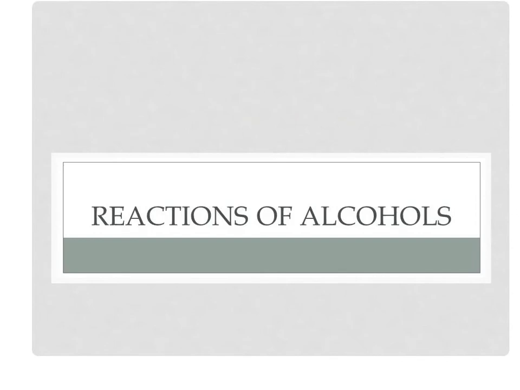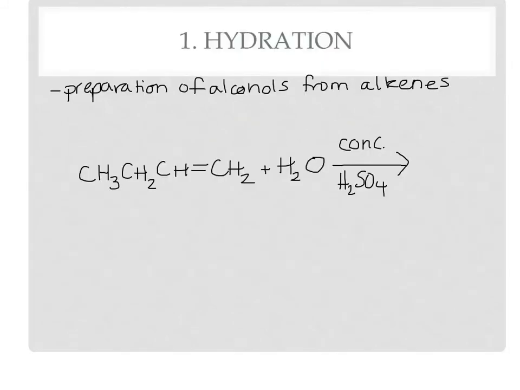So now we're going to look at a few of the organic reactions involving alcohols, a few of which should seem familiar to you. We talked a bit about hydration reactions before, we just didn't know how to name the products. This is the preparation of alcohols from alkenes. So we're adding an OH group onto a double bond.